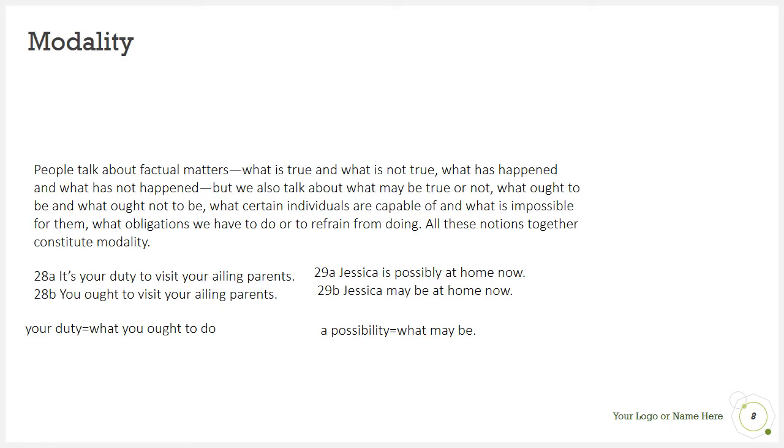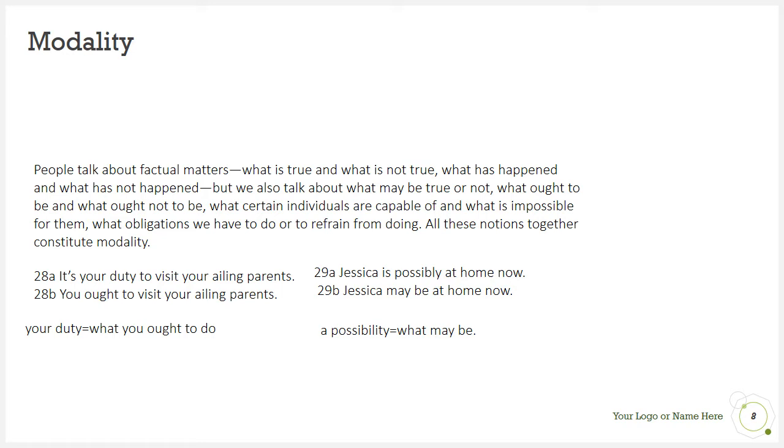Modality. People talk about factual matters, what is true and what is not true, what has happened and what has not happened. But we also talk about what may be true or not, what ought to be and what ought not to be, what certain individuals are capable of and what is impossible for them, what obligation we have to do or to refrain from doing. All these notions together constitute modality.